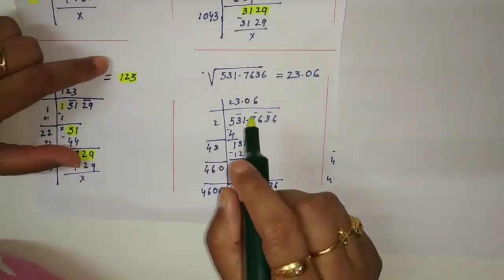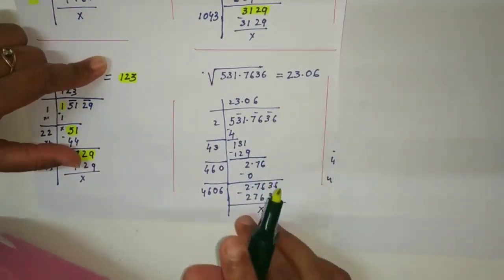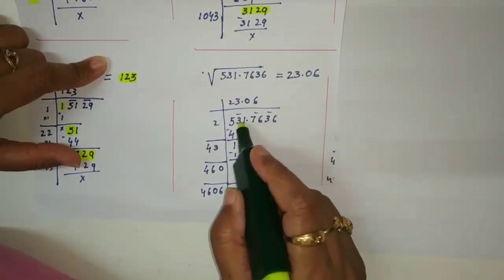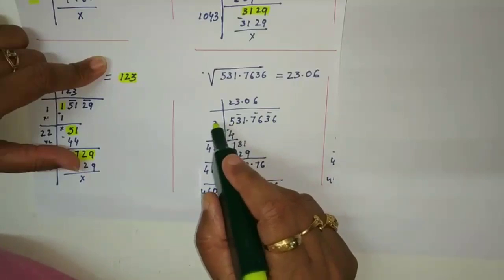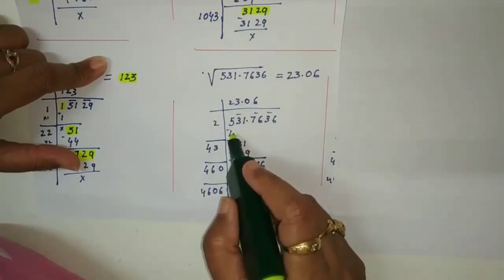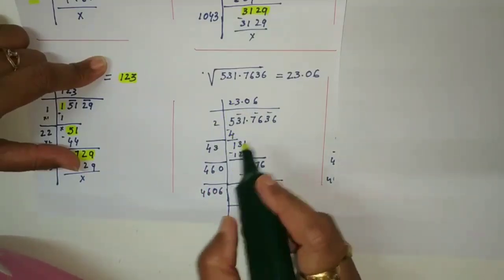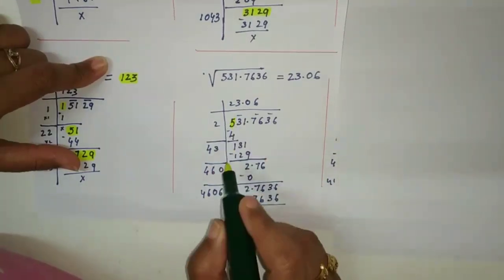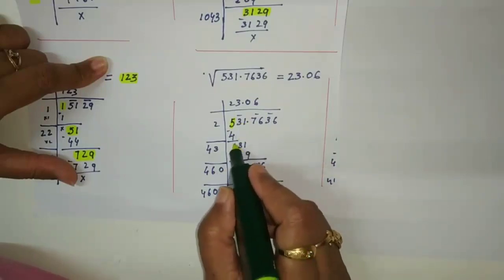So the first step, again don't forget, pair from the right side. So 36, 76, 31 and 5 is left. So which number? 2 2s are 4. Difference is 1 comes down. So first number that we considered was 5. Next number 1 and 31 came down.